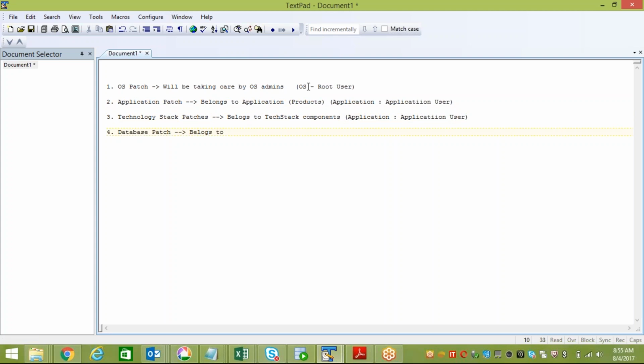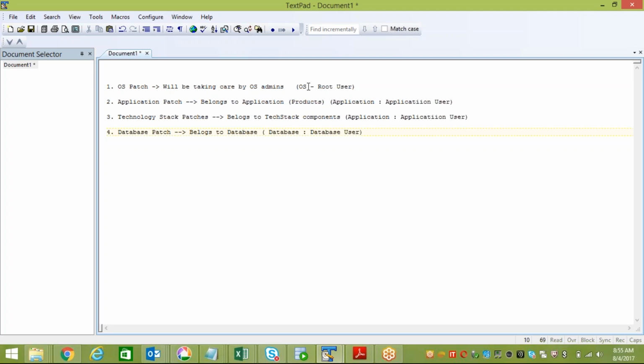This belongs to the database, database user. So database patches you would be applying from the database user. Application patches, whether technology stack patch or application patch, you would be applying from the application user. OS patch from the root user.